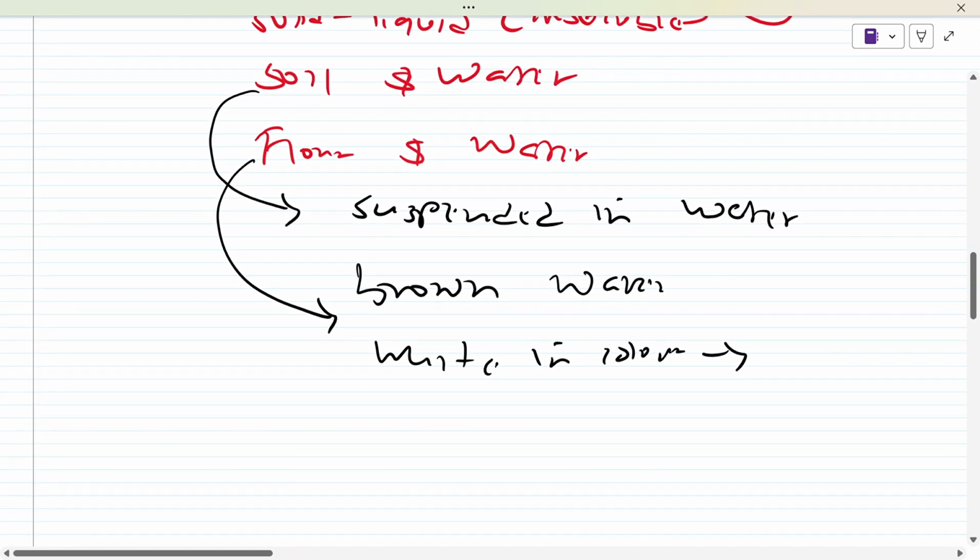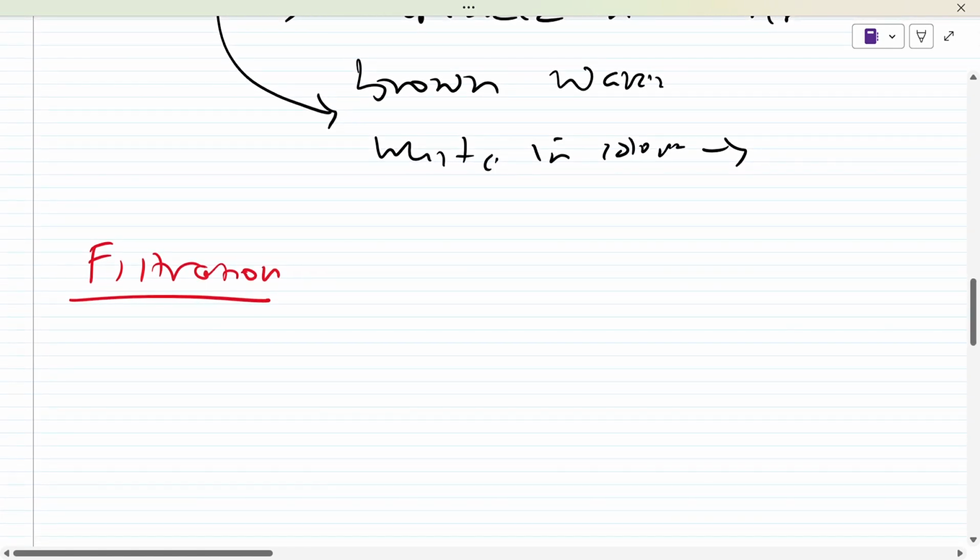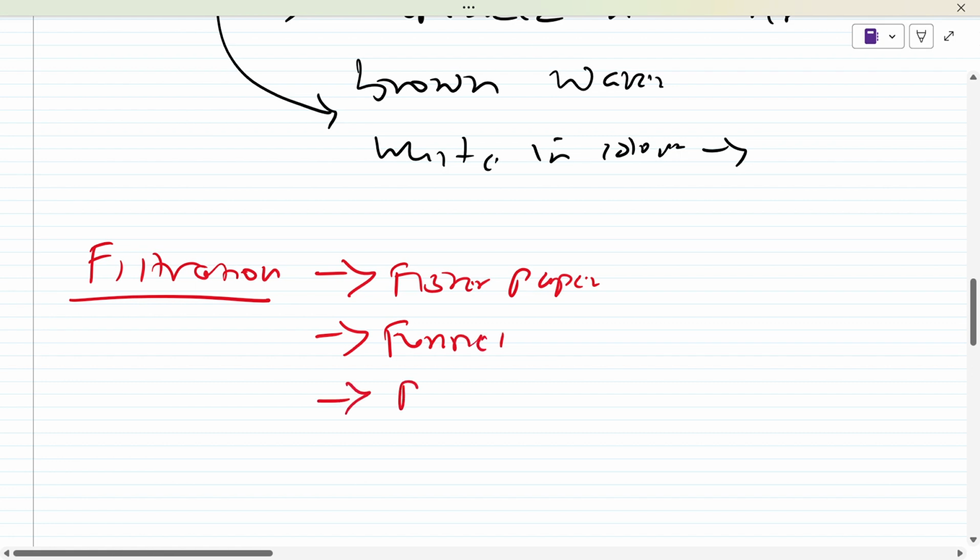So if that's the case, what's the most known way of separating solid liquid mixtures? The most known technique that is always applicable in chemistry is filtration. It involves the use of a filter paper, a funnel, and a beaker.